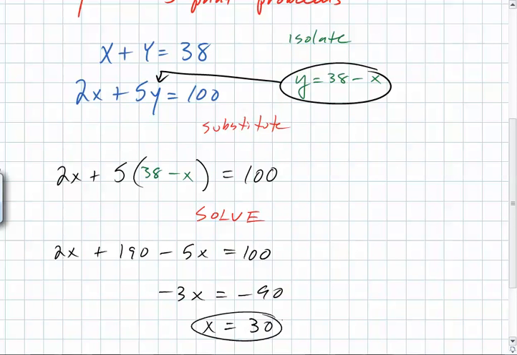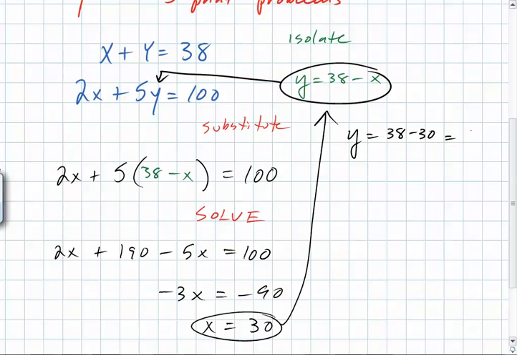And once you get x, how do you get y? Well, look what you did right here. You can plug it into either one. Does it matter which one you plug it into? No, but which one's really the easiest? You've already isolated y, right? You're trying to find y. So y is going to be equal to 38 minus 30, which is 8.